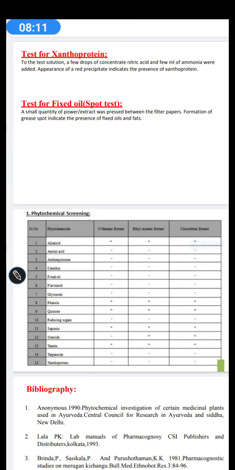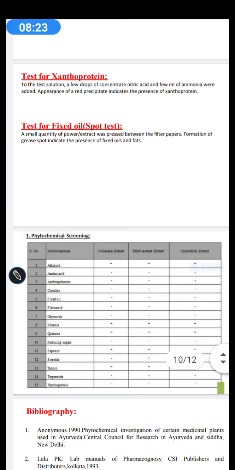Next one, test for fixed oil. How to confirm if fixed oil is present or absent in our test solution. Take the test solution in powder form and then press it between 2 filter papers. The formation of a grease spot indicates the presence of fixed oil.